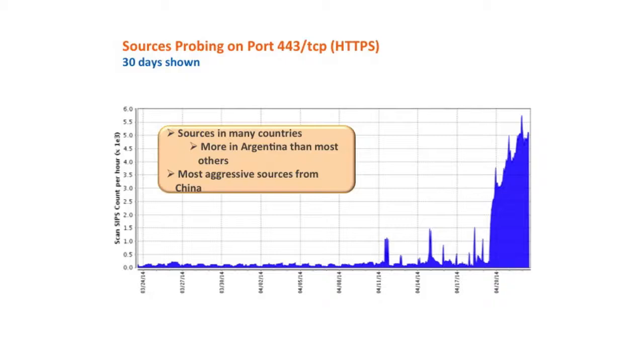Next item here is sources probing on port 443 TCP. This happens to be associated with SSL, the protected web browsing, HTTPS. In this particular case, what's significant is it's actually way back here on April 7th that the Heartbleed vulnerability was identified. And we didn't see any significant number of sources probing.